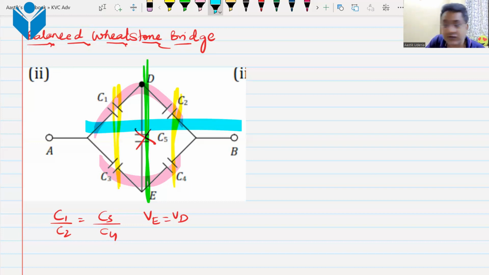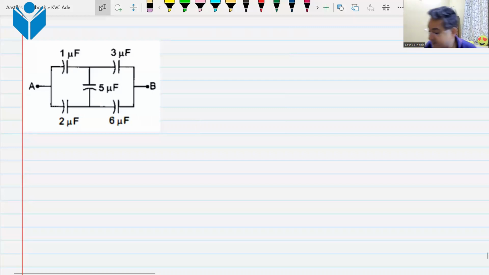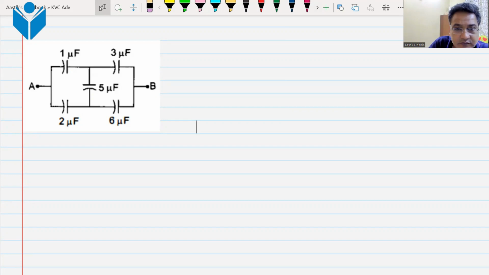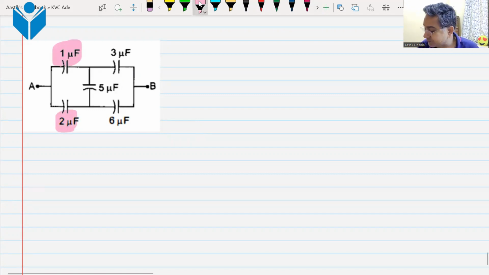Then this is the first question that we are going to solve. What is the equivalent capacitance between points A and B? So how are you going to solve this? What you have to notice is this is 1 and this is 2. This is 3 and this is 6. So 1 by 2 is equal to 3 by 6. This forms what? Balanced Wheatstone bridge. So this goes away.